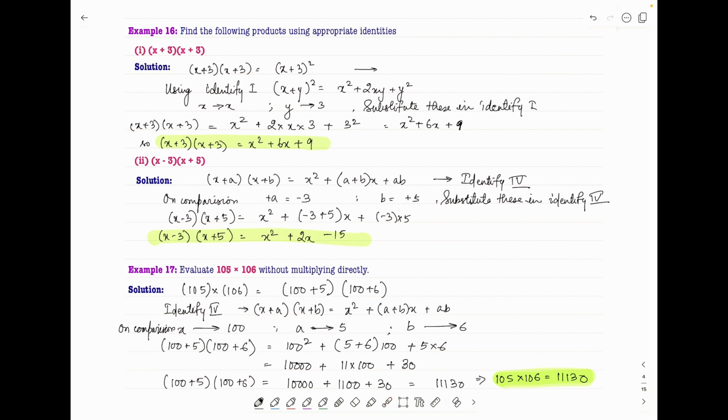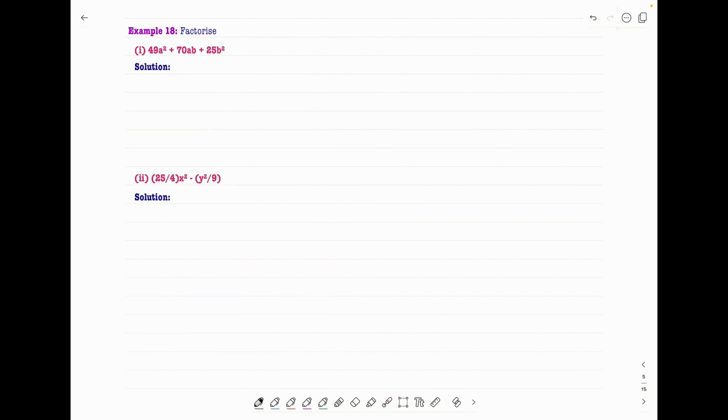Okay, now we'll move on to the second question. Second question is given: factorize this equation 49a square plus 70ab plus 25b square. Instead of 49a square we can write 7a whole square. Let 70ab be as it is. 25b square is 5b whole square. 49a square is 7a whole square, and 25b square is 5b whole square.